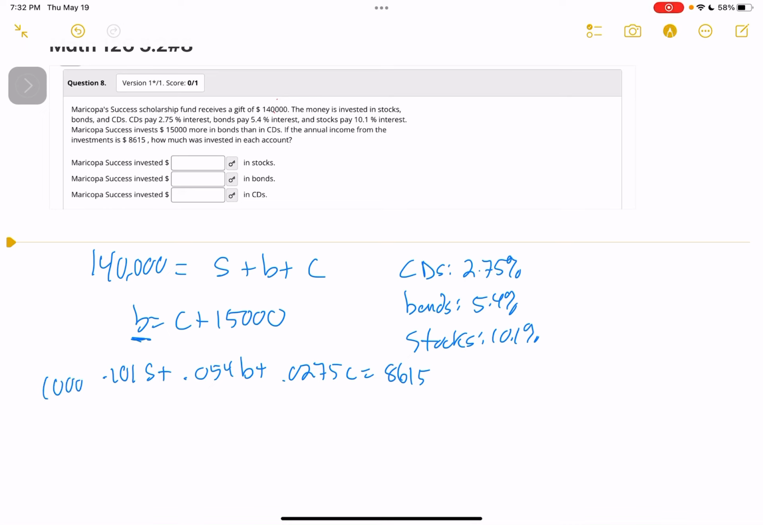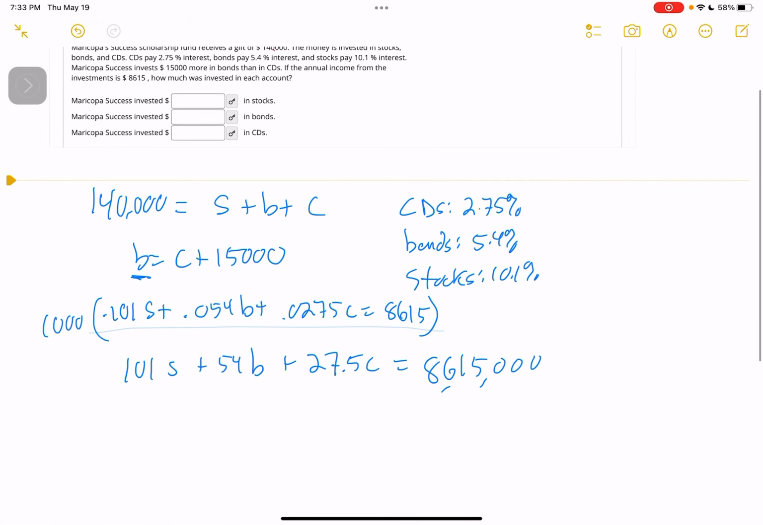And I know we're going to just get some big numbers, but that's going to give us 101S plus 54B plus, oh gosh, maybe I should have done 10,000. I just get so big. 27.5 C equals 8,615,000. And it's not like that's a big deal because these numbers are going to work out anyway.